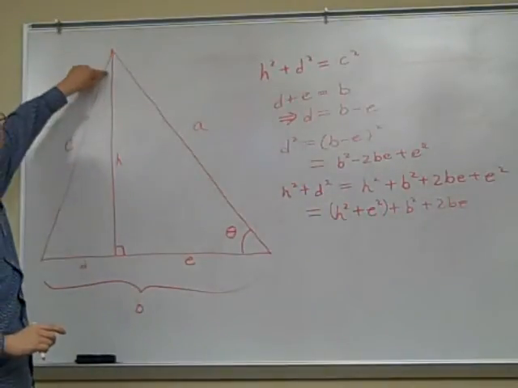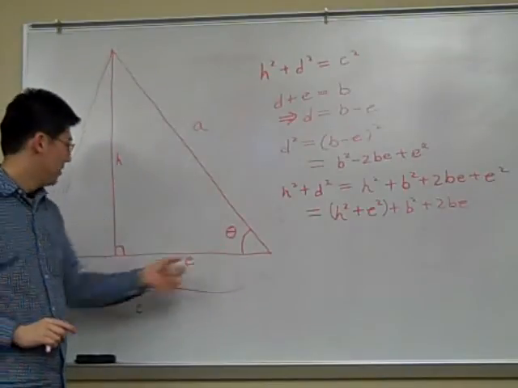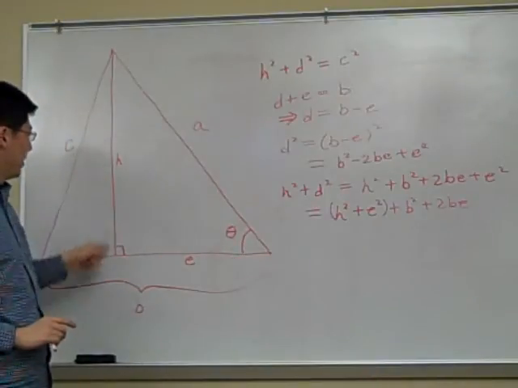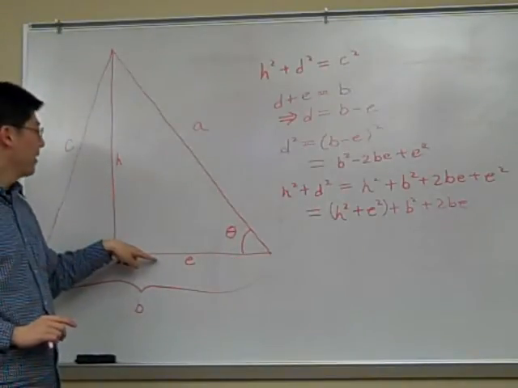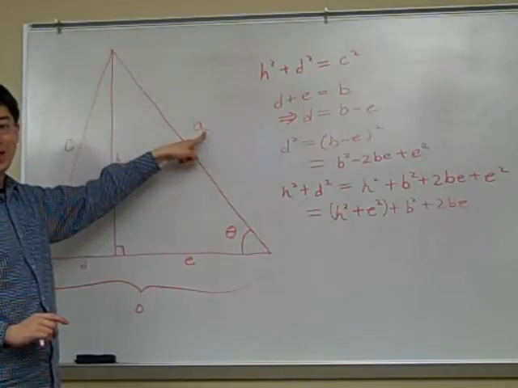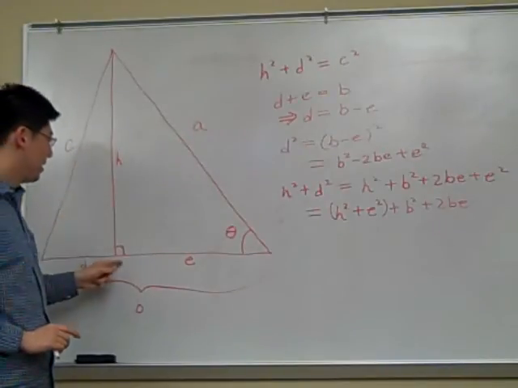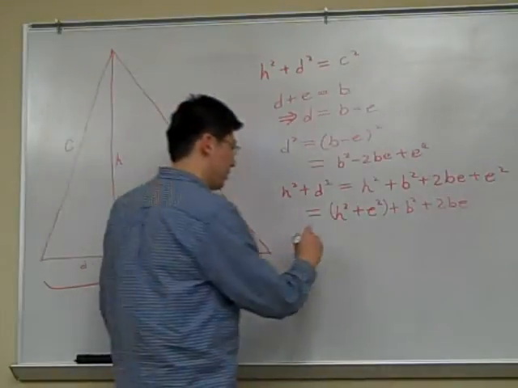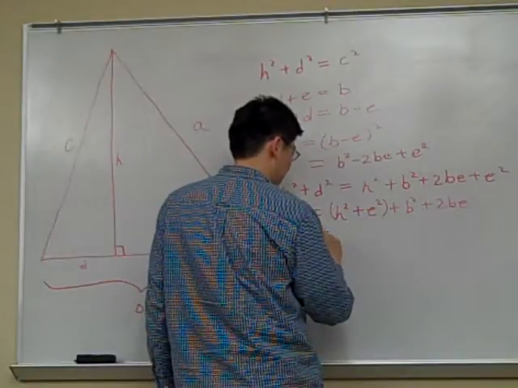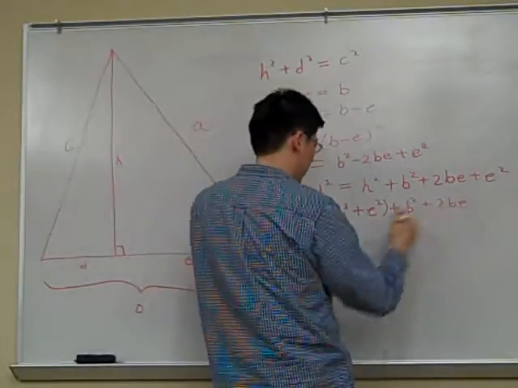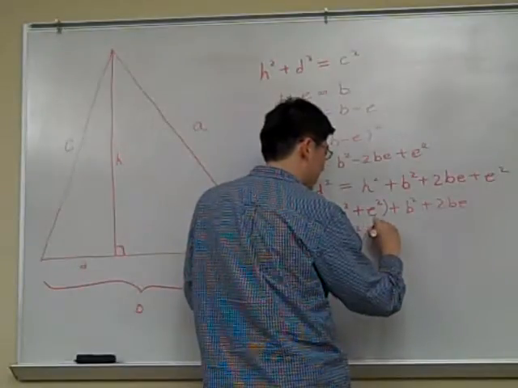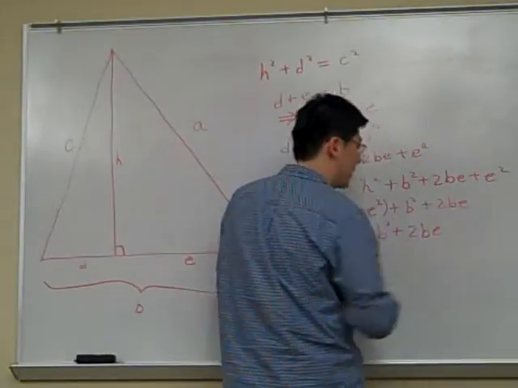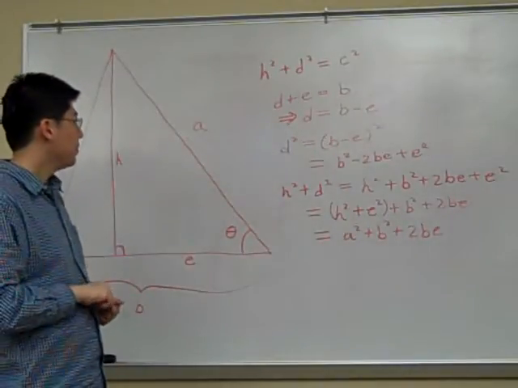Now let's just look at this part, H squared plus E squared. H is this length, E is this length, and these are the two adjacent sides of a right triangle, and we know that the sum of the squares of the two adjacent side lengths is equal to the square of the hypotenuse, which is A. So H squared plus E squared is equal to A squared. So what does this say? Well, this whole expression becomes A squared plus B squared minus 2B times E.